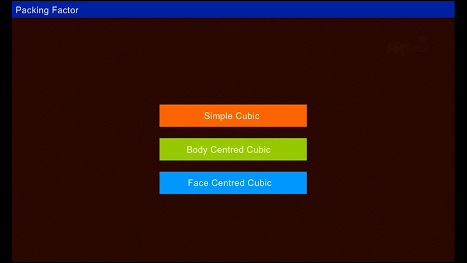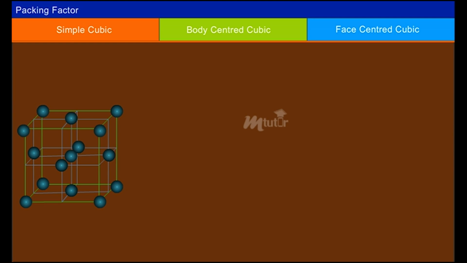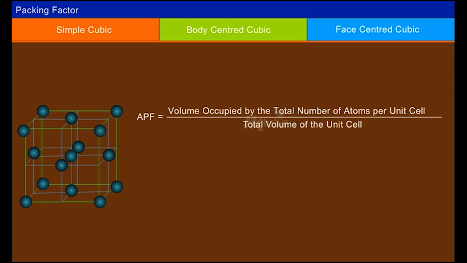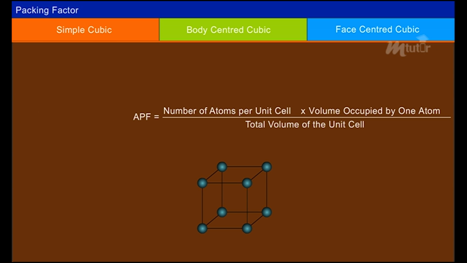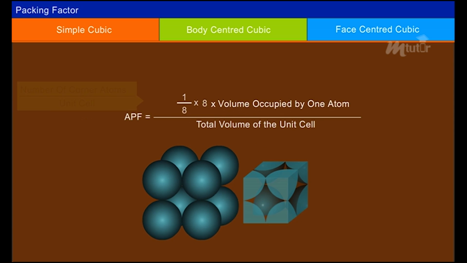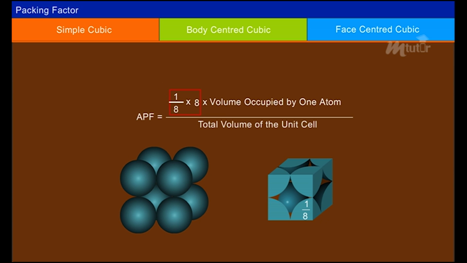Given here are the three crystal systems, namely simple cubic, body-centered and face-centered cubic systems. We know that a simple cubic structure is loosely packed since the atoms are placed only at the corners of the cube. Each atom has only 6 neighboring atoms, or in other words, the coordination number is 6. Here, each corner atom contributes 1/8 of itself to the unit cell, and hence the number of corner atoms per unit cell is 1/8 of 8, which is equal to 1.